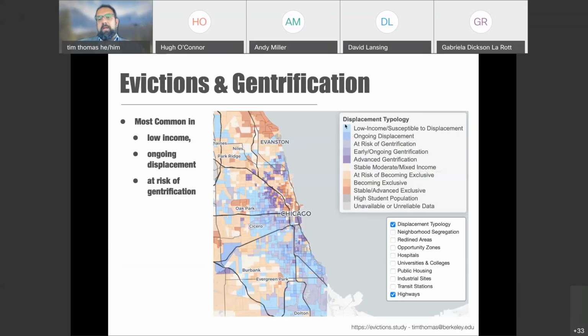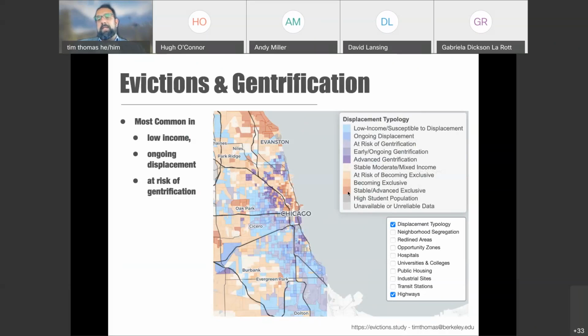The blue are the areas at the highest risk of eviction, actually. It tends to happen most in these low-income, susceptible to displacement spots, ongoing displacement, and at risk of gentrification, which makes sense. But at UDP, we believe that there are other characteristics happening beyond just gentrification and exclusivity. We do not see a lot of evictions happening in these areas, following down in this order from early gentrification going down to exclusivity. So what this tells us basically is that you're not going to see a lot of eviction in gentrification.